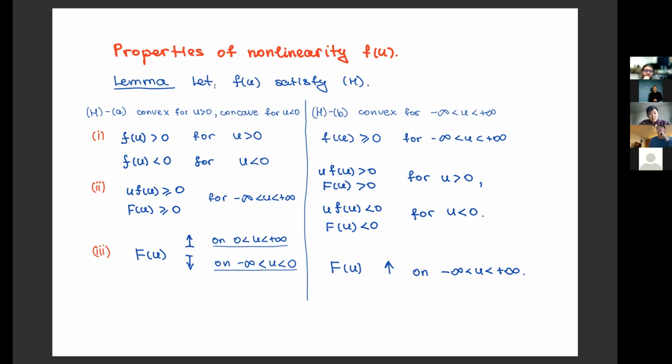Now we have some properties of this nonlinearity. Let f(u) satisfy the previous condition H. Then in the HA case, when it is convex for positive u and concave for negative u, f(u) is positive when u is positive, which is obvious, and f(u) is negative when u is negative. And big F(u) is non-negative on this interval, increasing when u is positive and decreasing when u is in the negative interval.